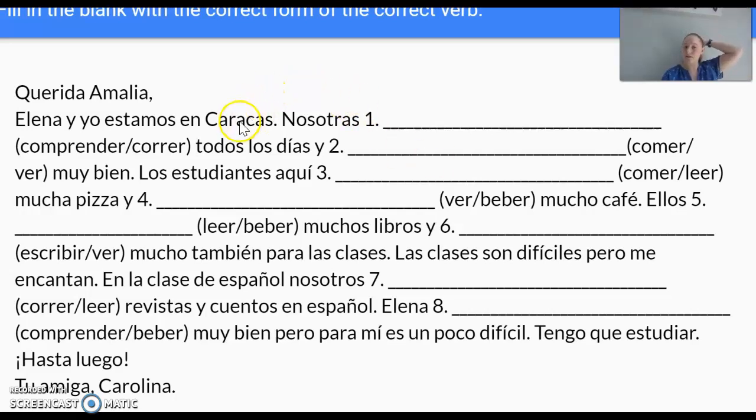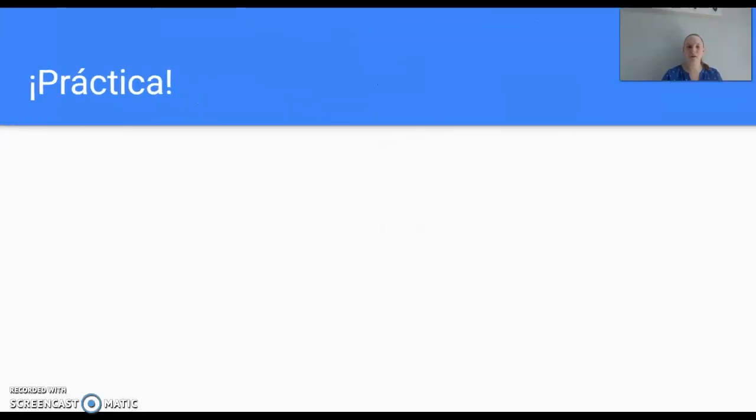Caracas is the capital of Venezuela. That's a country in South America. And then querida just means dear. Like, dear Amalia, Elena y yo estamos en Caracas. Elena and I are in Caracas. Okay, and then it talks about their day. So hit pause, fill in the blanks, and then hit play when you're ready to check your answers.